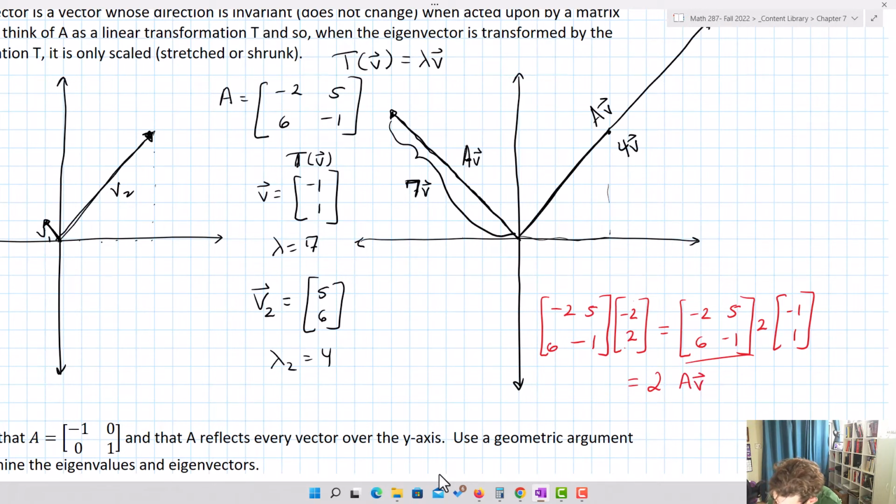2AV, which we already know is going to end up equaling 7 times V, because that's what our transformation does. So this ends up being 2 times 7 times (-1, 1). And so it ends up being (-14, 14), all right? Which is just 7 times (-2, 2). So you can see that the scalar multiple is actually going to remain an eigenvector. In fact, it is the same eigenvector. You can divide it through. It's in the same direction.